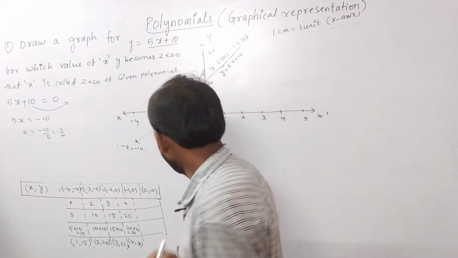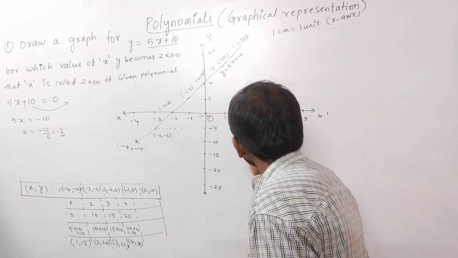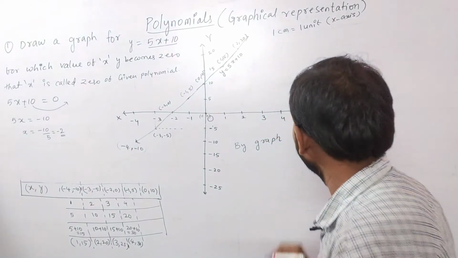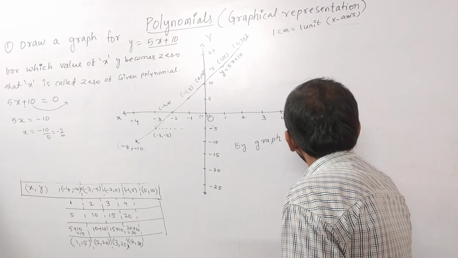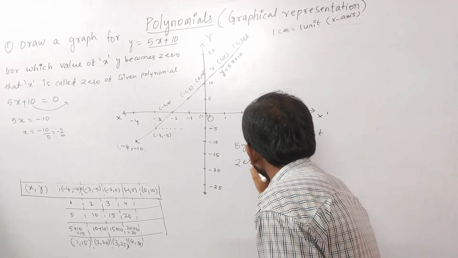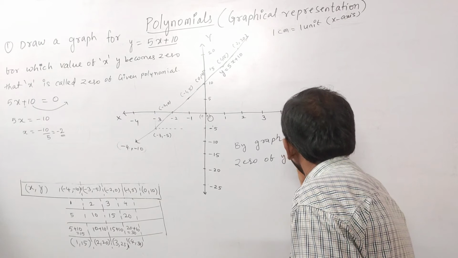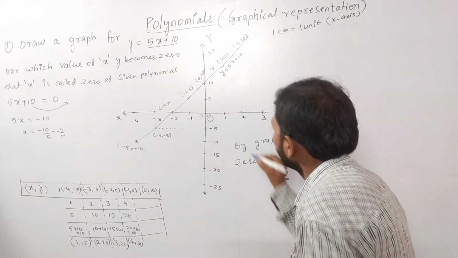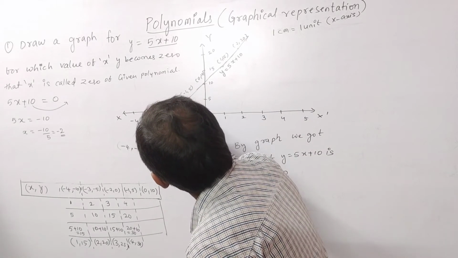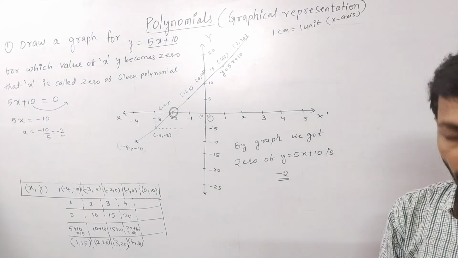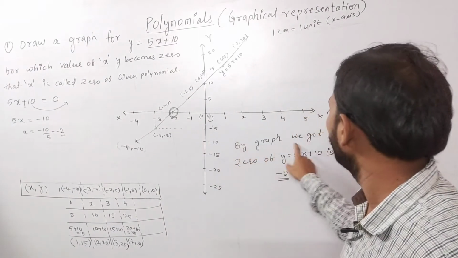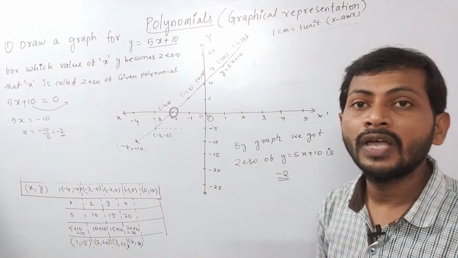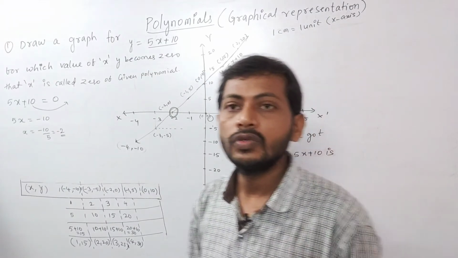I am going to say by graph, what did you understand? By graph, we got the zero of y equal to 5x plus 10 is minus 2, because this location you have to mark there. If you mark like that, this is called by graph we got the zero of the polynomial y equals 5x plus 10.